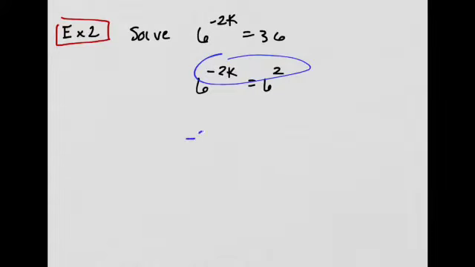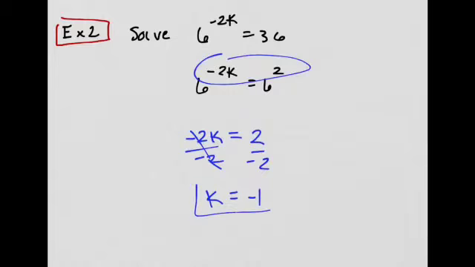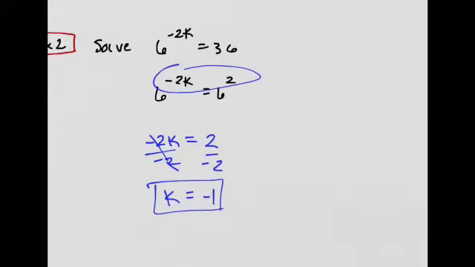So I'm just going to have negative 2k equals 2. Has to be true. All right, divide by negative 2. k equals negative 1. There we go. Now, what happens if I plug in negative 1 to the original? Well, I get k, which is negative 1.